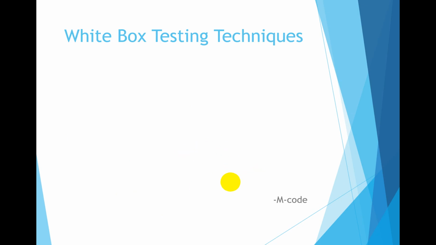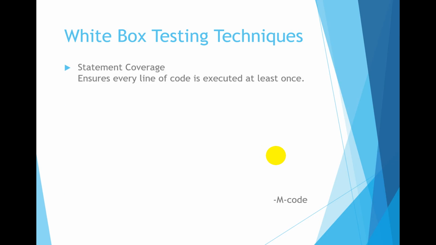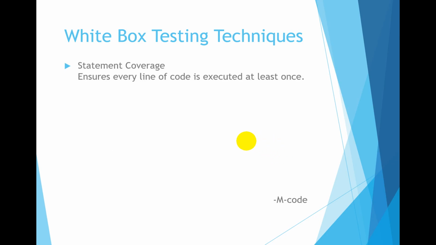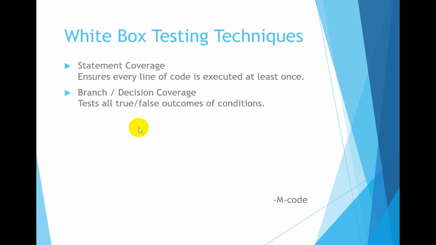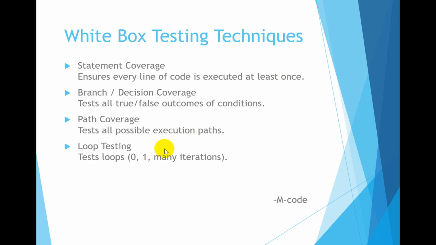Okay, so in white box testing, the next concept is the different techniques. The first technique is statement coverage. Here we ensure that every line of code is executed at least once. Another one is branch and decision coverage. Here we test all the true and false outcomes of the conditions. Another one is path coverage, which tests all possible execution paths. Then we have loop testing. Here we test loops with 0, 1, and many iterations.